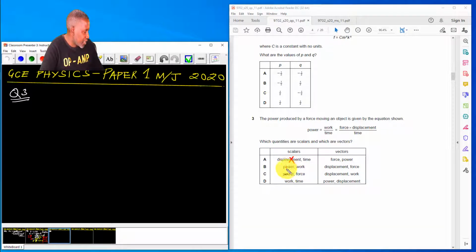Power is a scalar, work is a scalar quantity, displacement is a vector, force is a vector, power again is a scalar, force is a vector, so it rules out C. Work is a scalar, time is a scalar, power is a scalar, but displacement is not. So you find that the correct answer for question 3 is B.